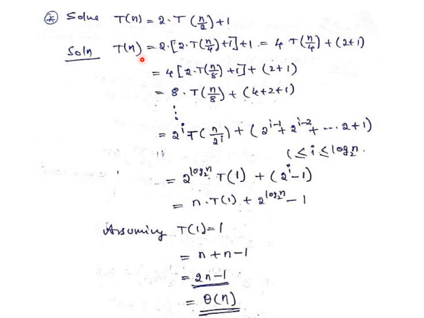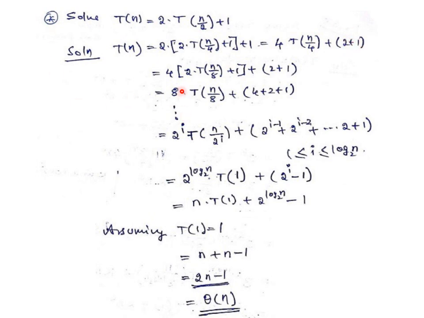So now apply the substitution method. T of n equals 2 into T of n by 2, which is replaced by 2 T of n by 4 plus 1, and this one is from the previous stage, right? Now multiply 2 into 2, that is 4 T of n by 4, plus 2 into 1, that is 2, and this one is from here, so 2 plus 1. So we can write 2 to the power 2 T of n divided by 2 to the power 2 plus 2 to the power 1 plus 2 to the power 0.